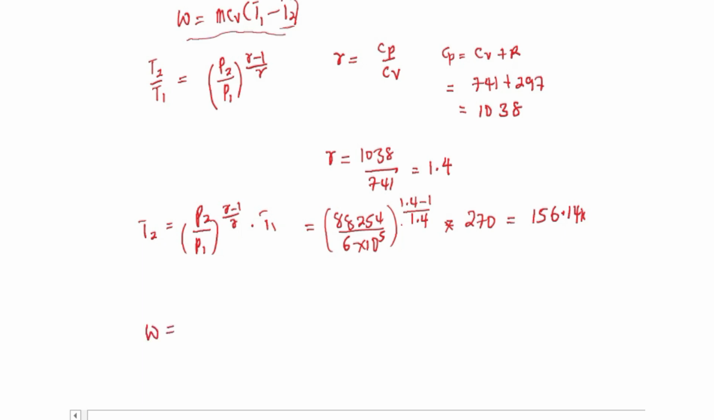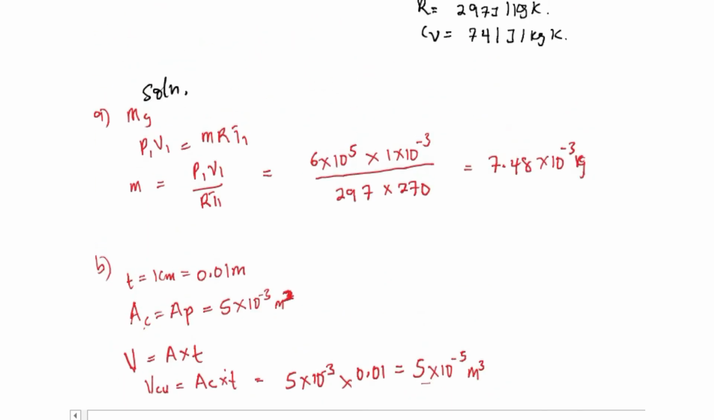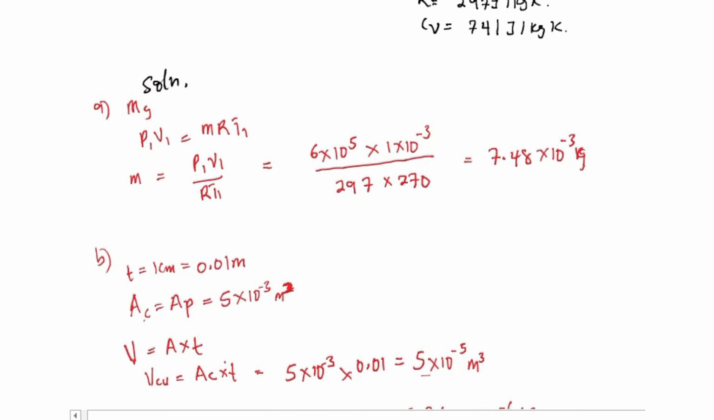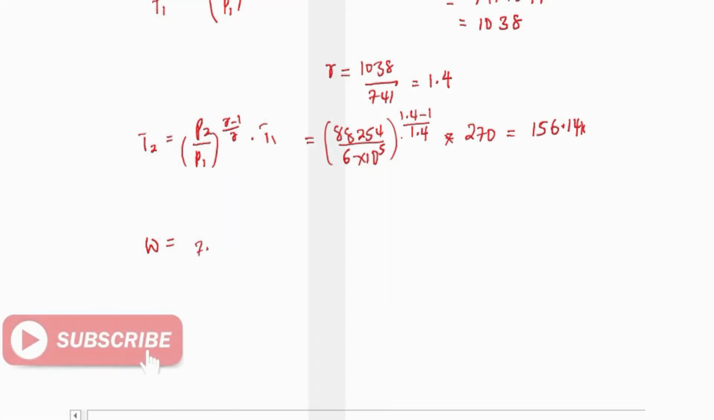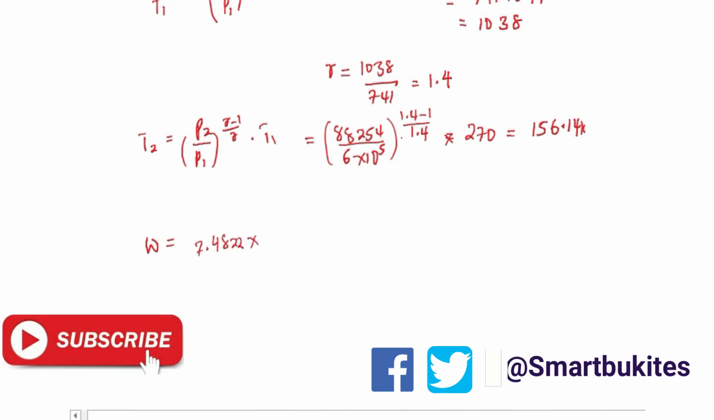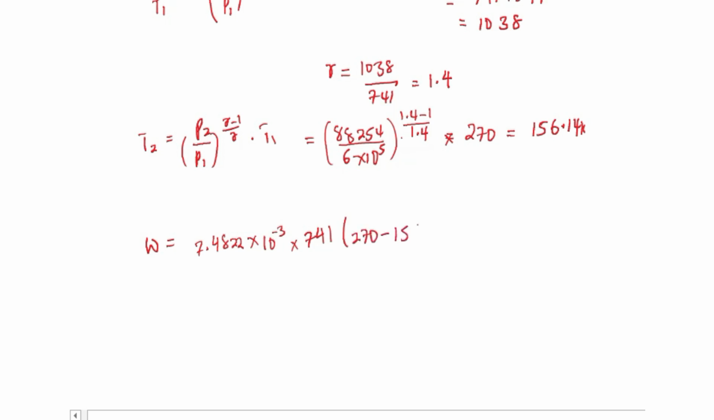So the work now is the mass of our gas, and we have obtained the mass of the gas in part A. And the mass is 7.4822 multiplied by 10 exponent minus 3, times Cv, which is 741, into the change in temperature, 740 minus 156.14. And the result is 631.24.